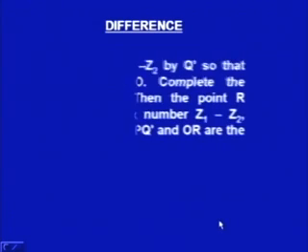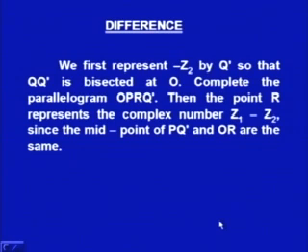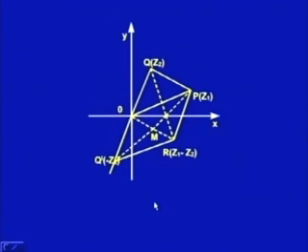Now, we take the difference of any two complex numbers on the Argand diagram, or geometrical representation. We first represent minus z2 by q dash on the other side of z2, so that q q dash is bisected at the point O. We complete the parallelogram O p r q dash, then the point r represents the complex number z1 minus z2, since the midpoints of p q dash and O r are the same as last time.